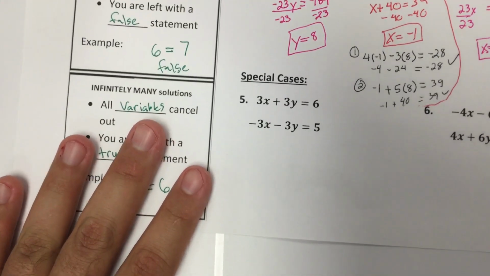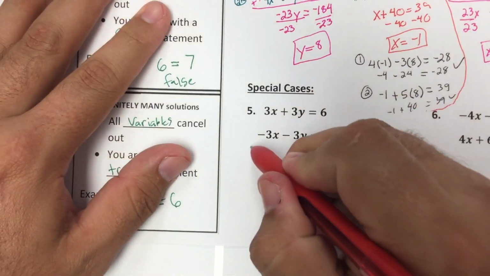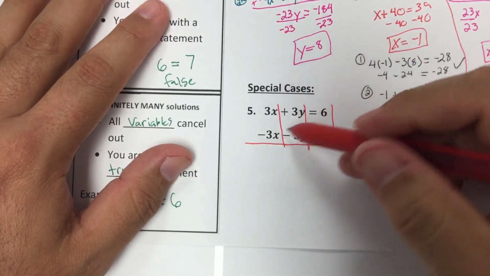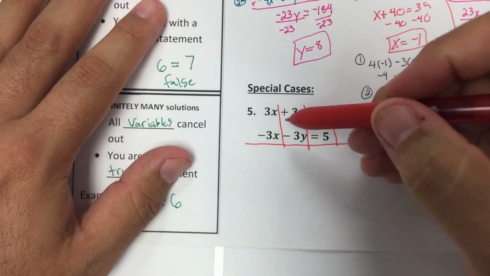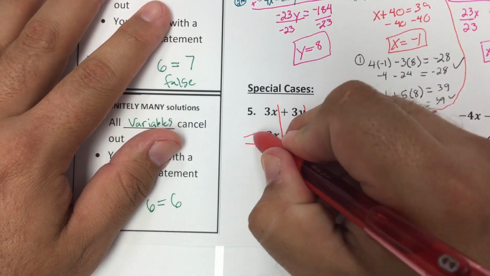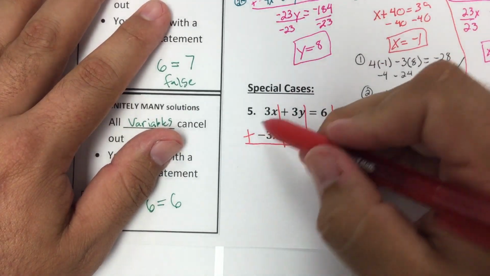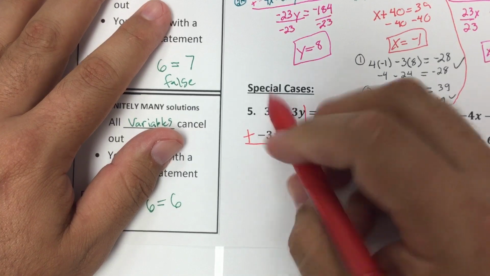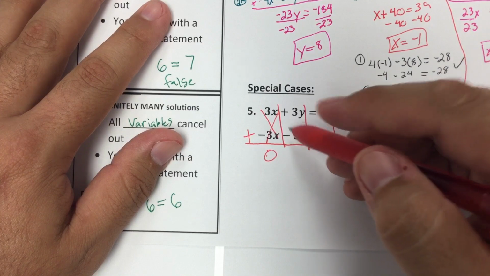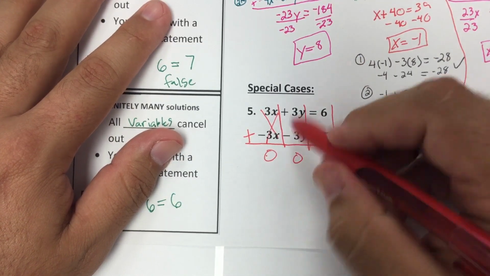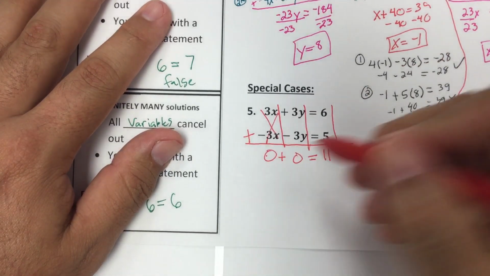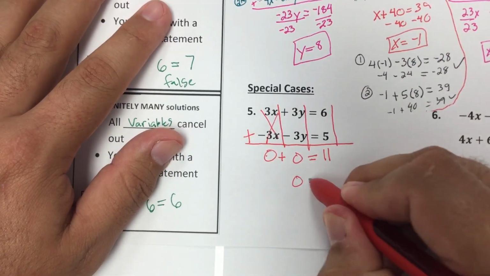Now we're going to talk about these special cases, okay? These special cases right here. Line them up. They all line up. That's good to go. So I don't need to do any extra work. In this case, 3x plus negative 3x. I can add these. Something will disappear. But look what happens when I add the whole equations. 3x plus negative 3x is 0x. So that goes away. 3y plus negative 3y. Oh, that goes away too. And then 6 plus 5 equals 11. So I'm left with 0 plus 0 equals 11, or in other words, 0 equals 11.